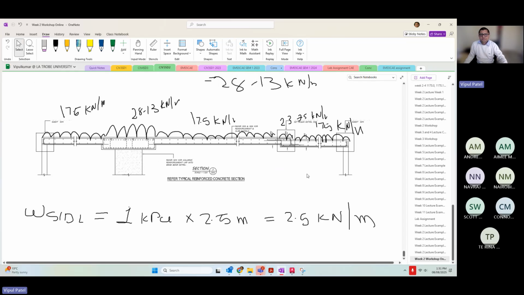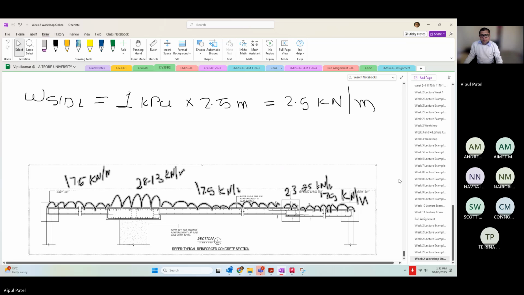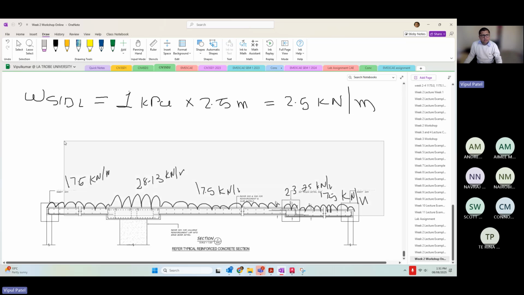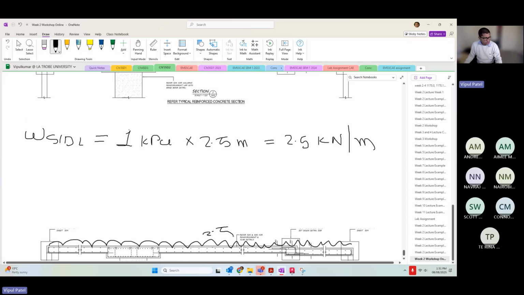So if I just copy these ones here and remove, and then I said this one is constant regardless of the thickness, because this tiling will go up, and that will be 2.5 kilonewton per meter. Right. So far so good.